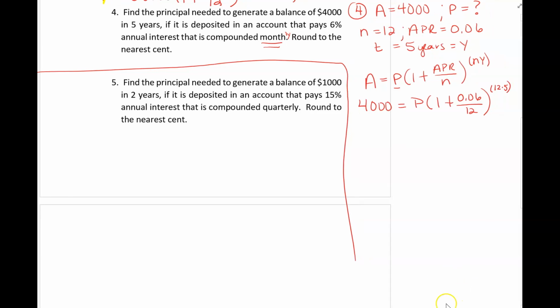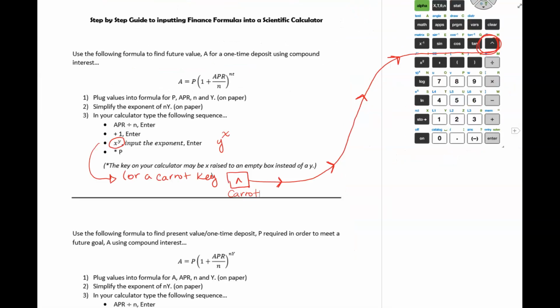So what that means in your calculator is instead of doing 4,000 times all of this, we're going to do 4,000 divided by all of this. So P is actually equal to 4,000 divided by all of that. The steps to how to enter this in your calculator are listed on your scientific calculator guide found in Moodle in Module 4, or in the week that we're doing Module 4.